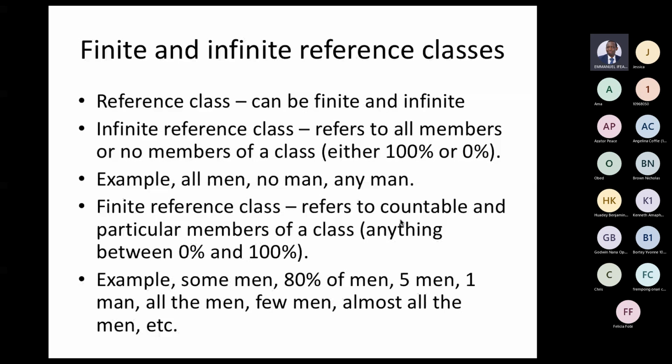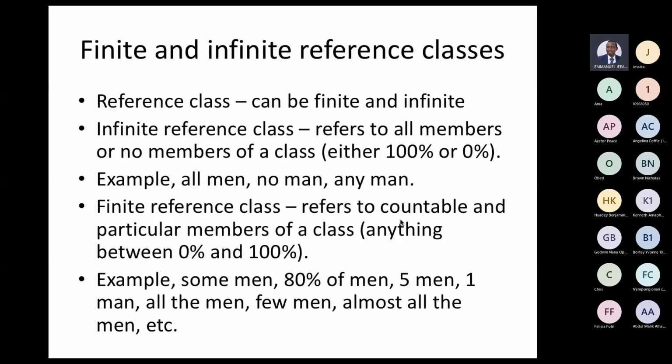Now, there are two kinds of reference classes. You have the finite and infinite reference classes. The infinite reference class refers to all members or no members of a class, either 100% or 0%. Example, all men, no man, any man. So you cannot count the items in these classes. All men are uncountable. So also is no man, any man. These are classes referring to uncountable items.